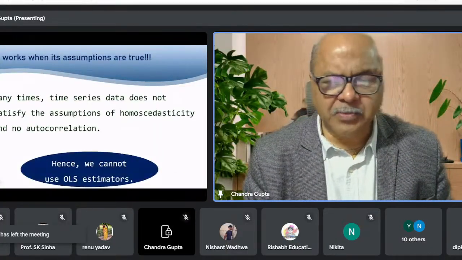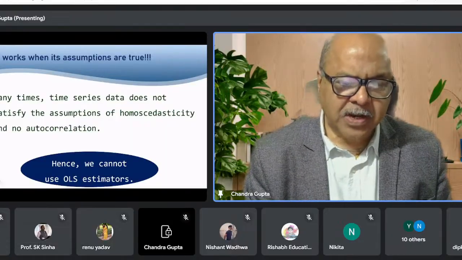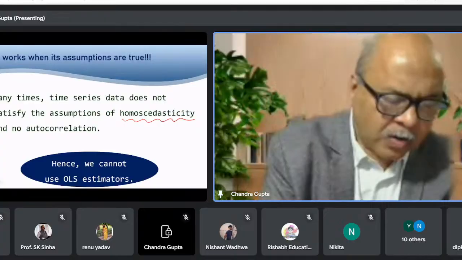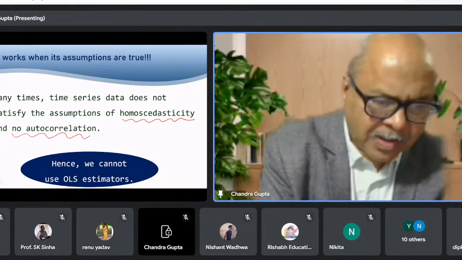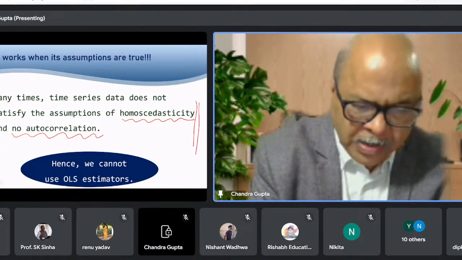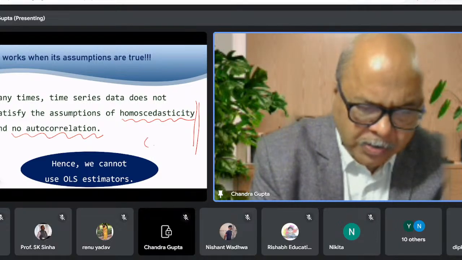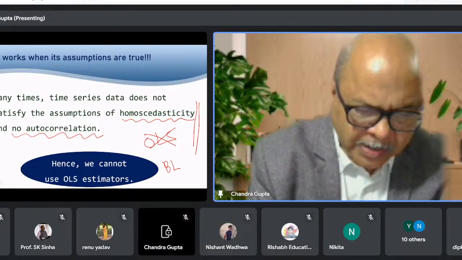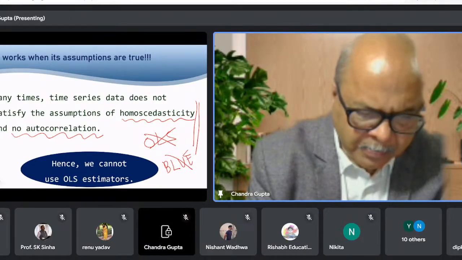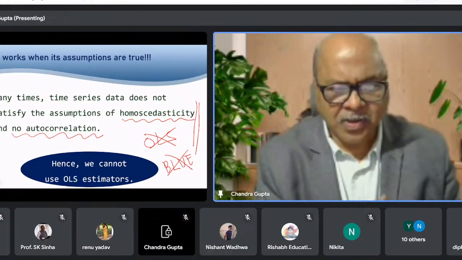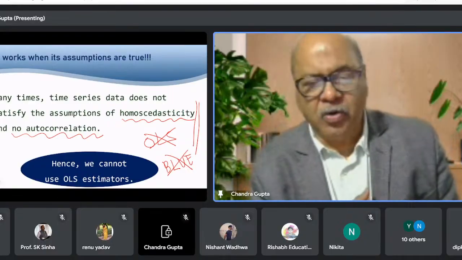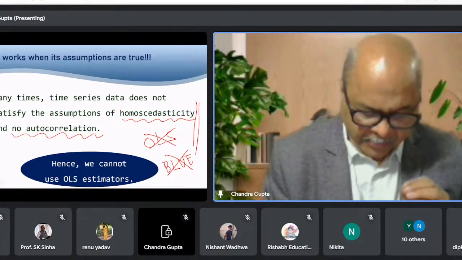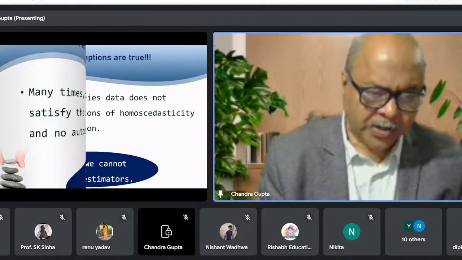OLS works when its assumptions are true. Many times time series data does not satisfy the assumptions of homoscedasticity and no autocorrelation problem. Because of this violation of the assumptions, we cannot use OLS. And if we try to use OLS, we will not get the best estimates. We will not get the BLUE estimates. So if OLS cannot be used, what all can be used, that is something which we are going to talk about. But before that, we have to ask something very important.